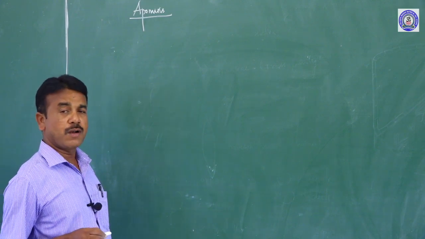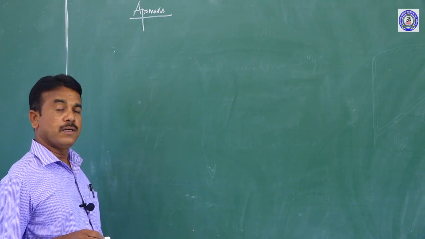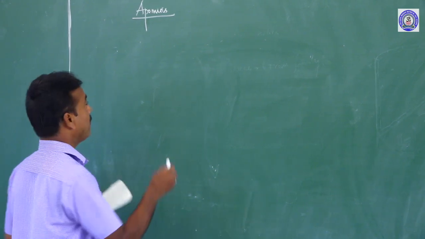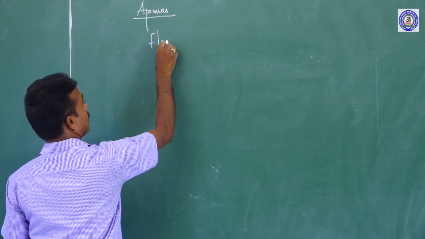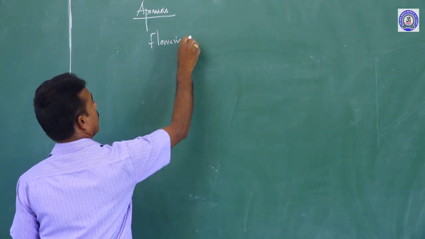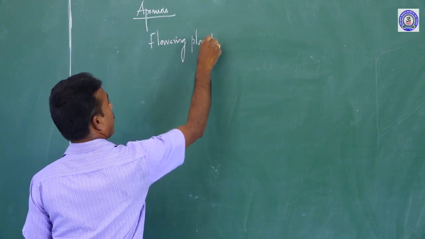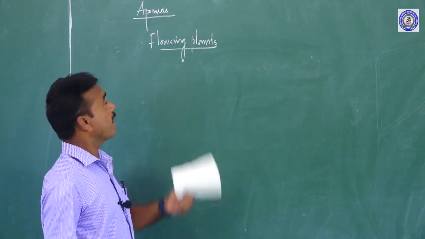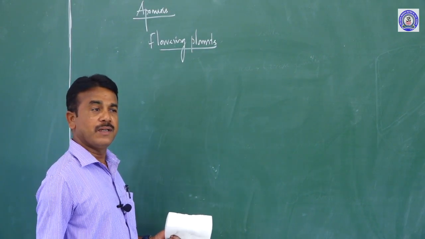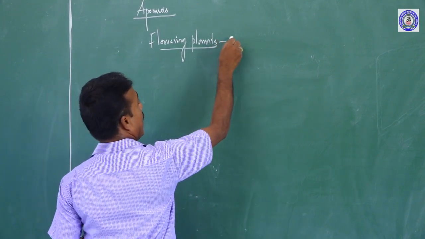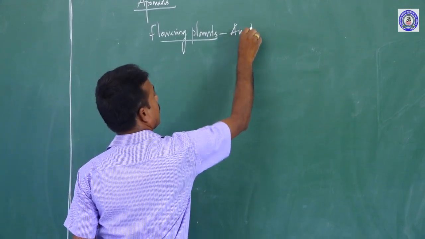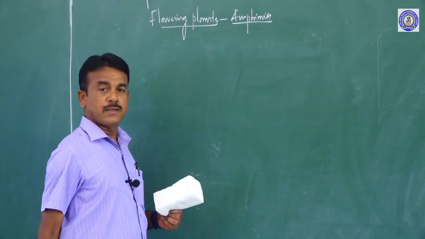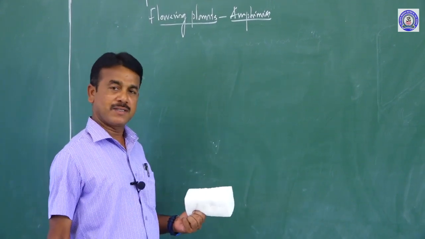Before discussing apomixis, what are the generalized processes that occur in flowering plants? In all flowering plants, it is not accompanied by apomixis. So, what is the definition of apomixis?